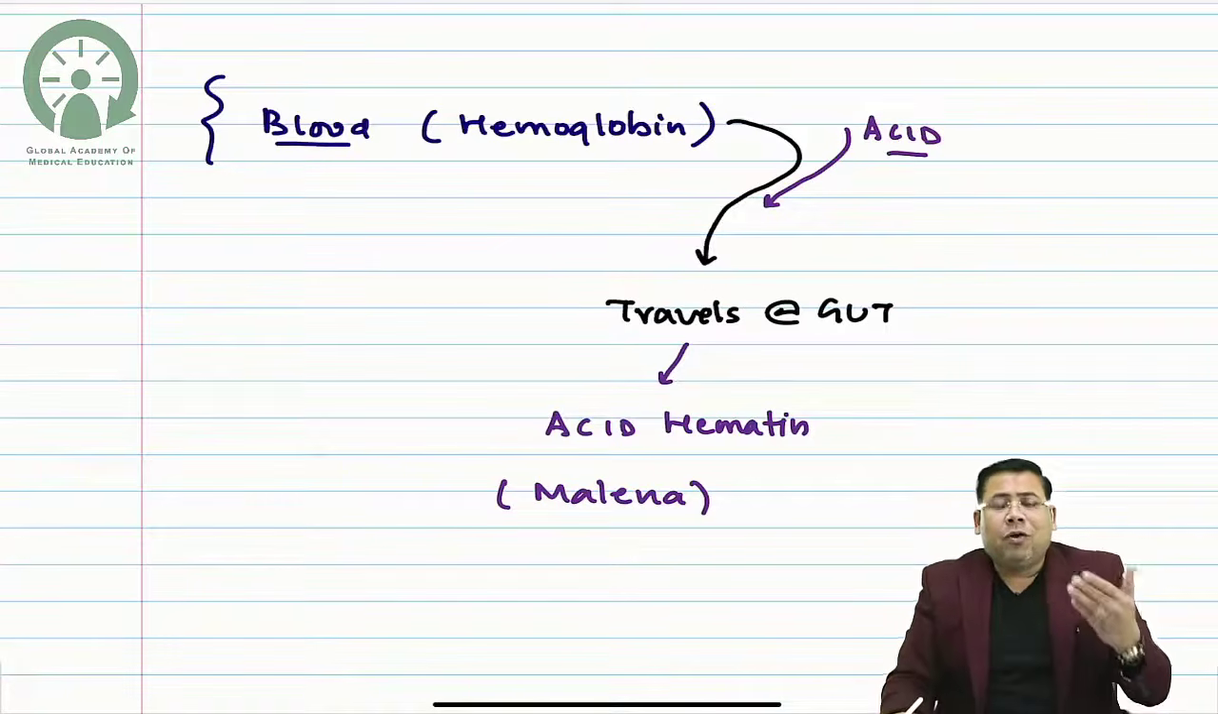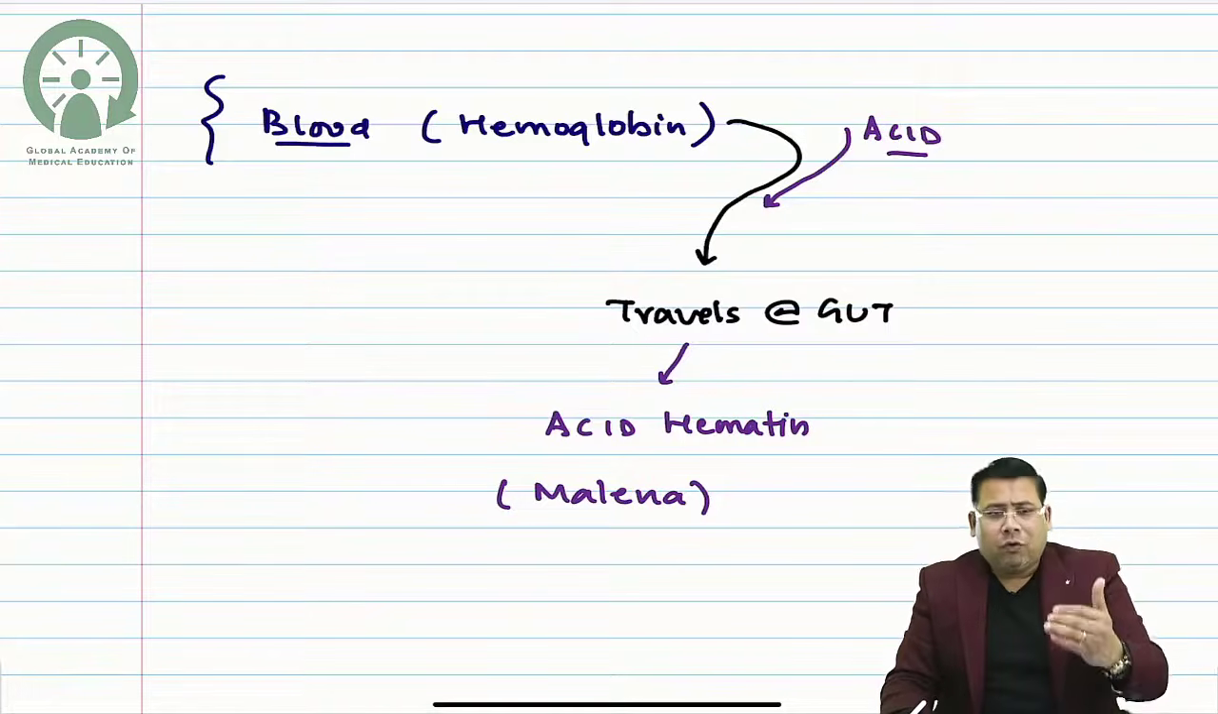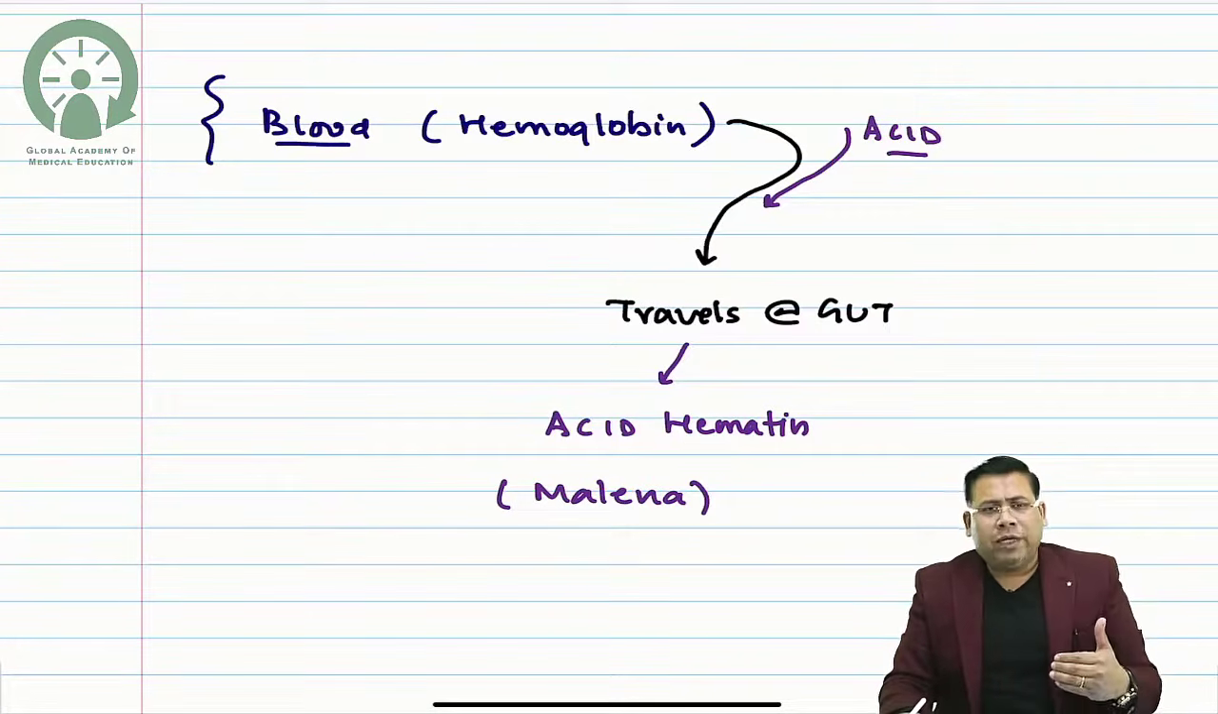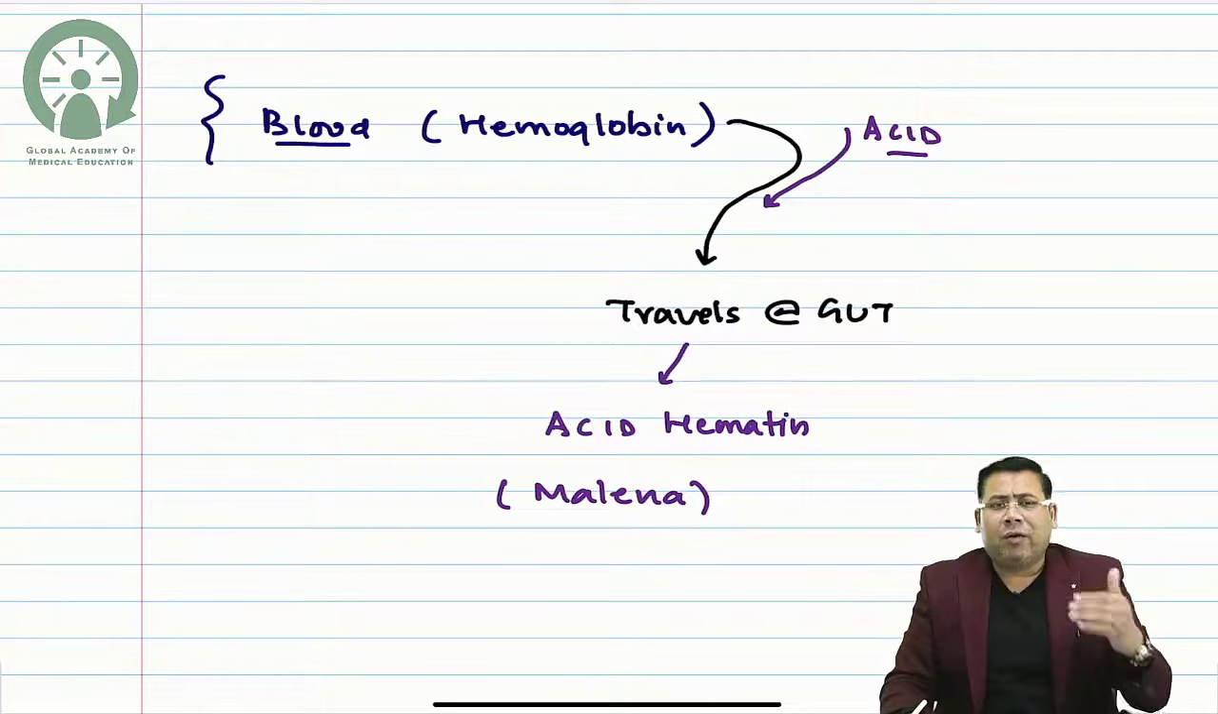Try to understand, in upper GI bleed you have acid which interacts with the hemoglobin. If you talk about an intestinal source of bleed, like a duodenal bleed, it's fine, because once the acid enters the duodenum, much of it is neutralized.